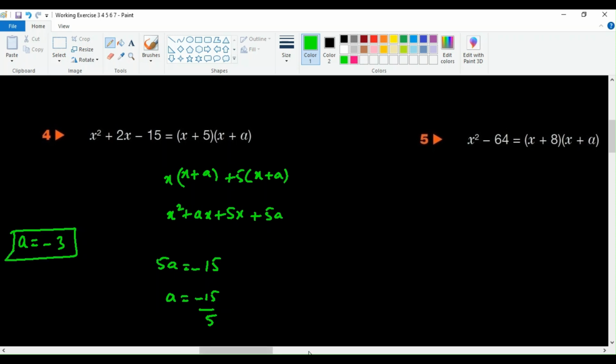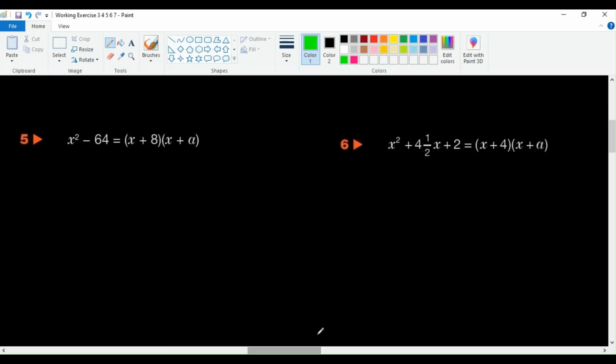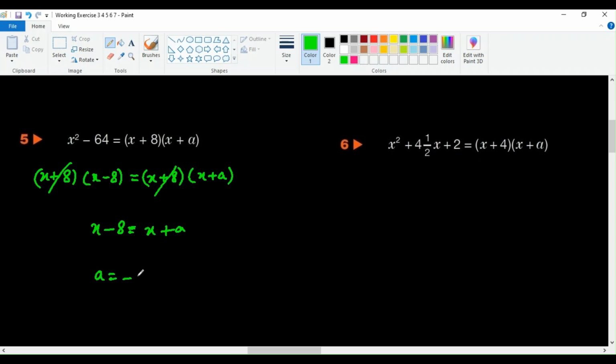Moving on to question number 5, I will write once again x plus a. Instead of writing this, I know very well that over here it's going to be x plus 8 and x minus 8 equals x plus 8 and x plus a. So these two are going to be cancelled, and x minus 8 equals x plus a. That means a equals negative 8.